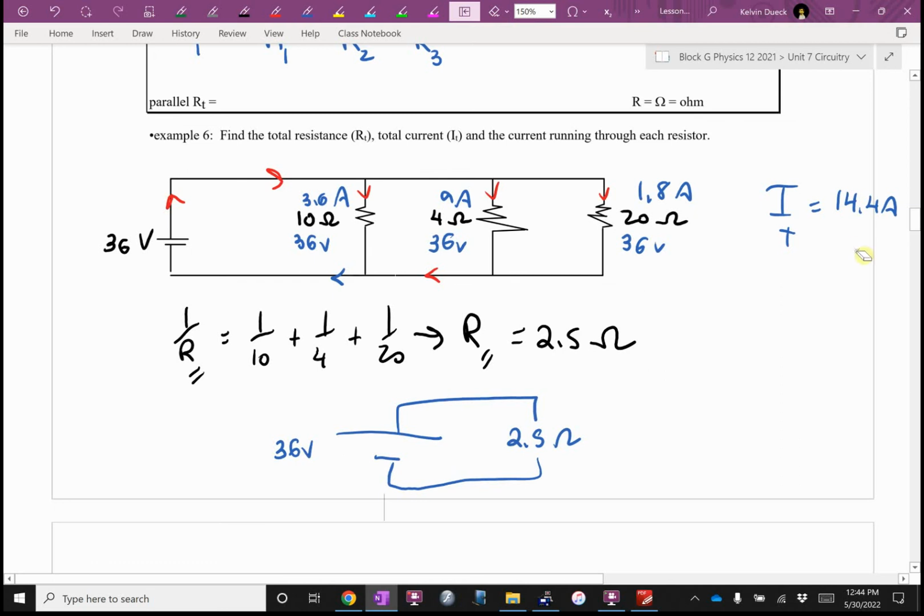I think I put that on your formula sheet, or did I? Did I put the rules for combining resistors on your formula sheet? I used to not, but I think I mellowed.